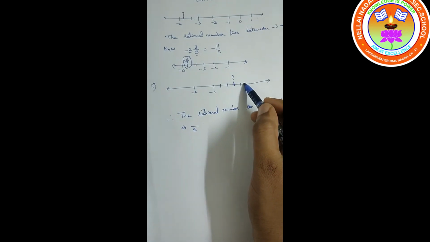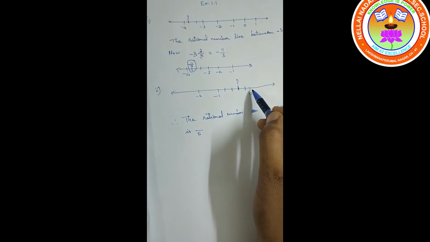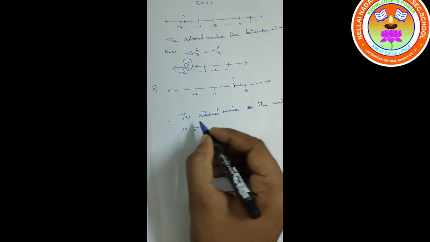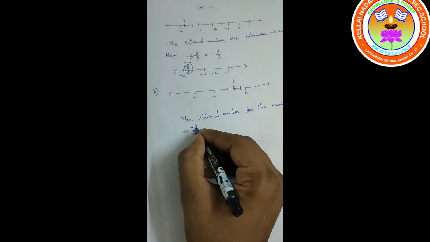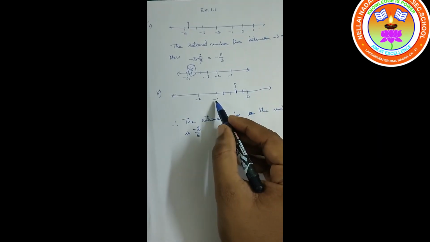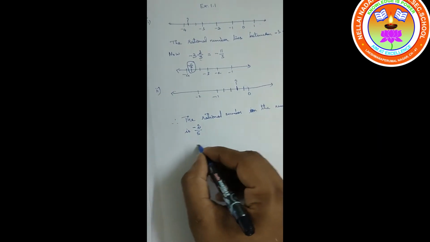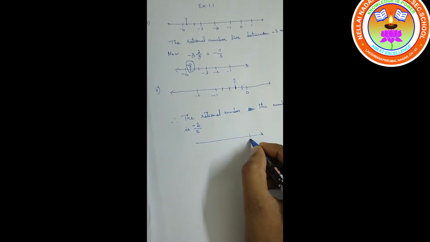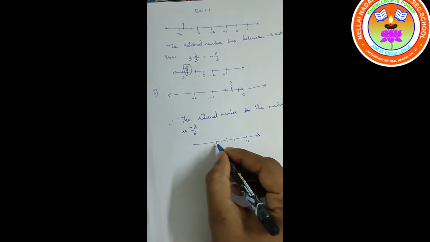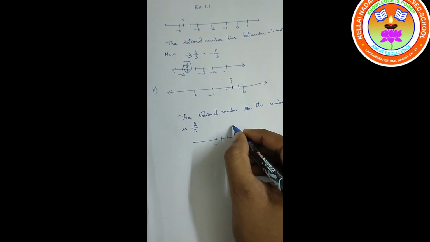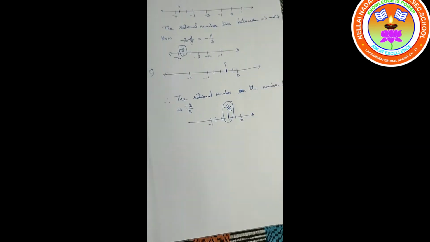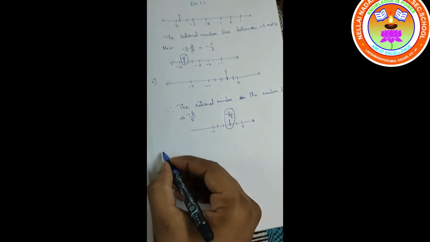Numerator: count from 0, 1, 2. Since it's going to the left side, you have to put the negative sign, -2. -2 by 5 is the rational number that lies between 0 and -1. In this question mark you have to write 1, 2, 3, 4 and 5. So in this question mark it will come -2 by 5. Got it? We'll see the third subdivision.